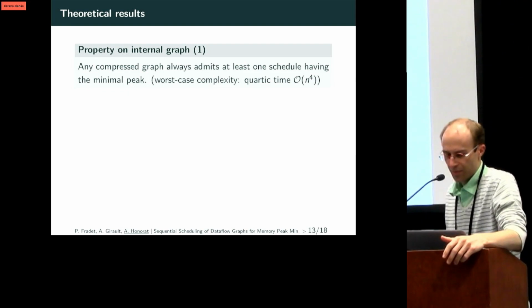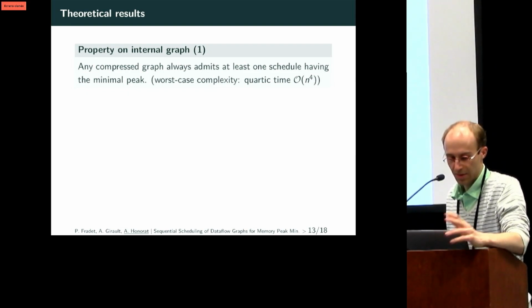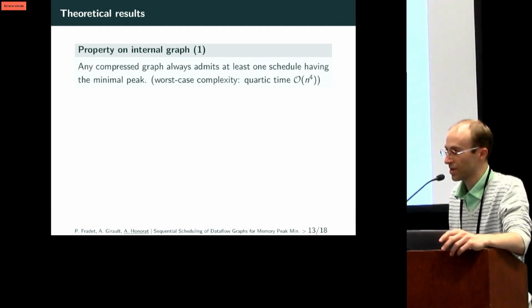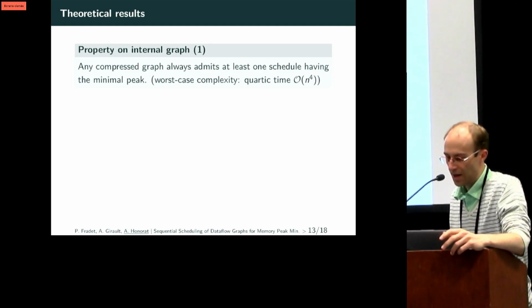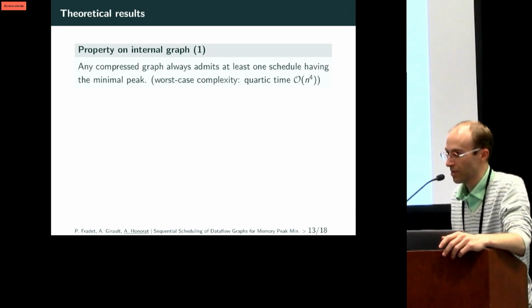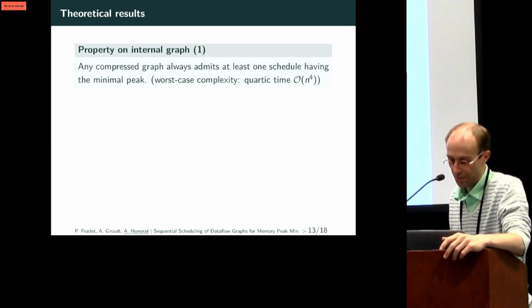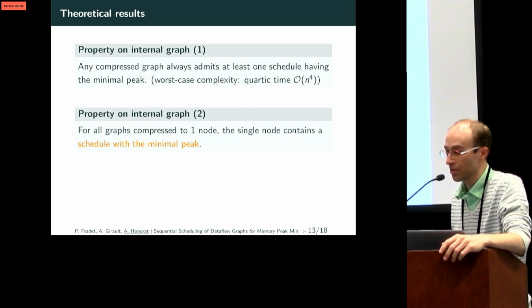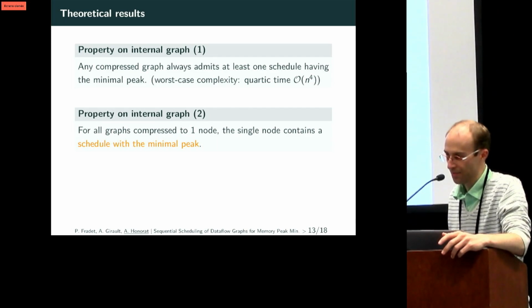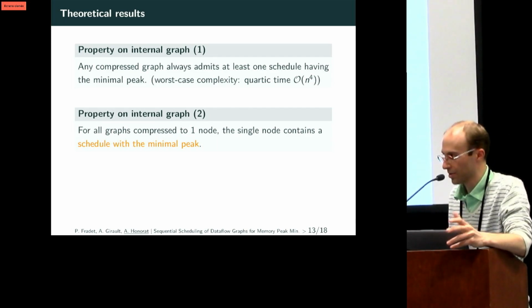We also have proven a few theoretical results on both the transformations and the algorithm. First, any compressed graph always admits at least one schedule having the minimal memory peak once we have transformed it with our rules. And a direct application is that if the graph is compressed to a single node, then this node contains the schedule giving the minimal peak. It's one of the schedules giving the minimal peak.